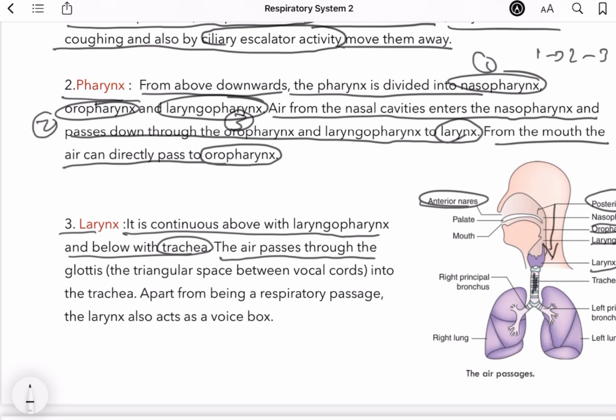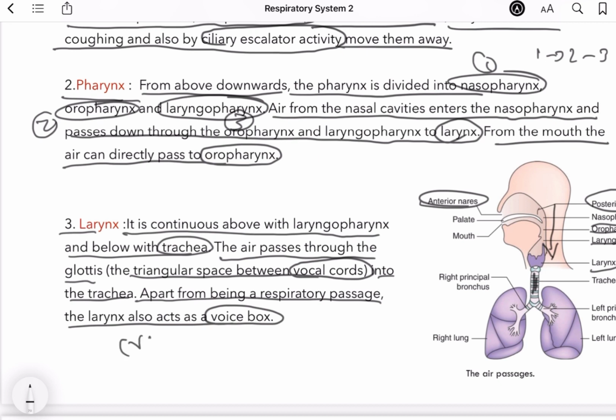The air passes through the glottis. Glottis is what? The triangular space between the vocal cords into the trachea. So now air passes through the trachea via the larynx. Apart from being a respiratory passage, the larynx acts as a voice box. So the larynx is known as the voice box.